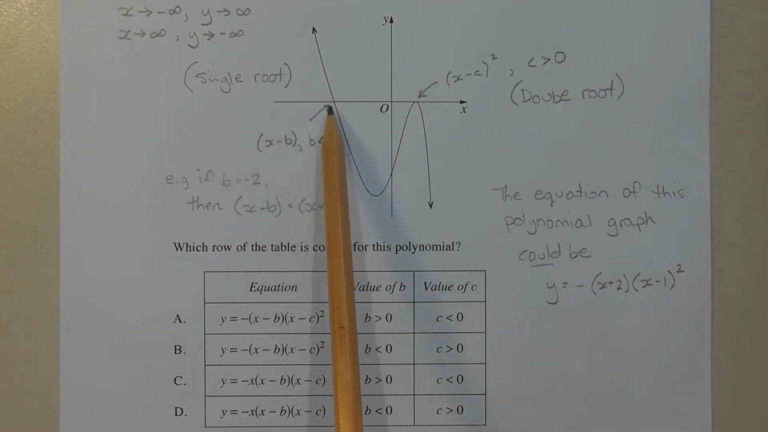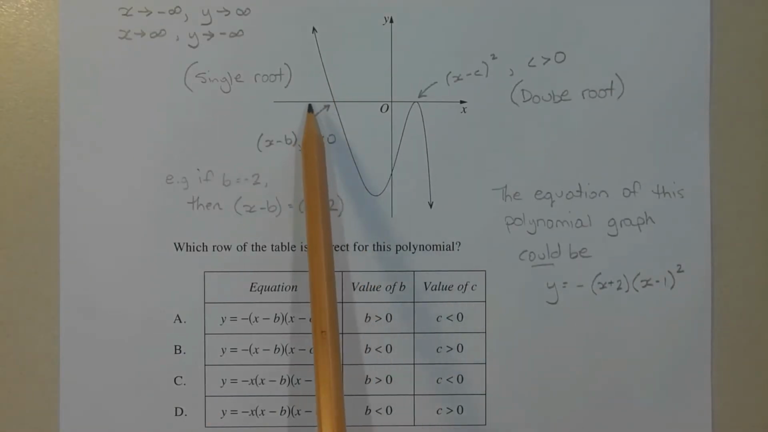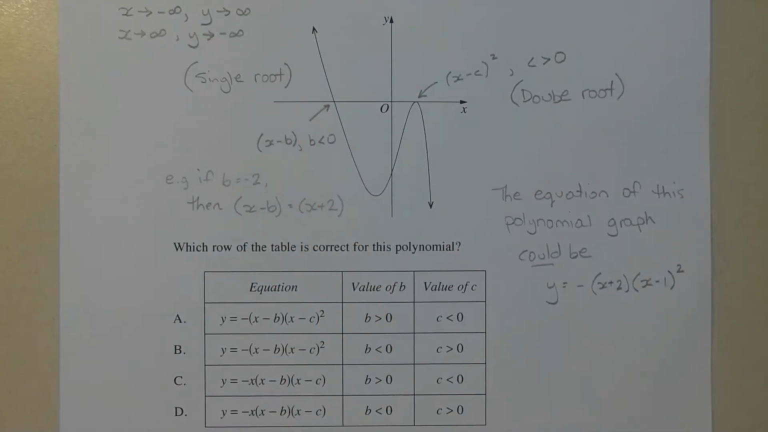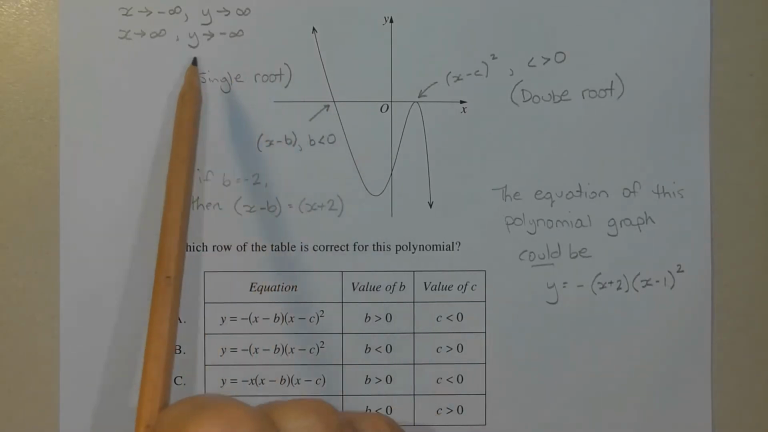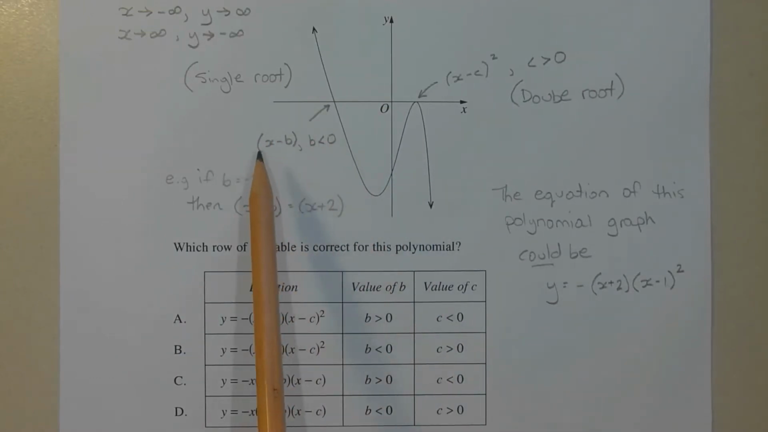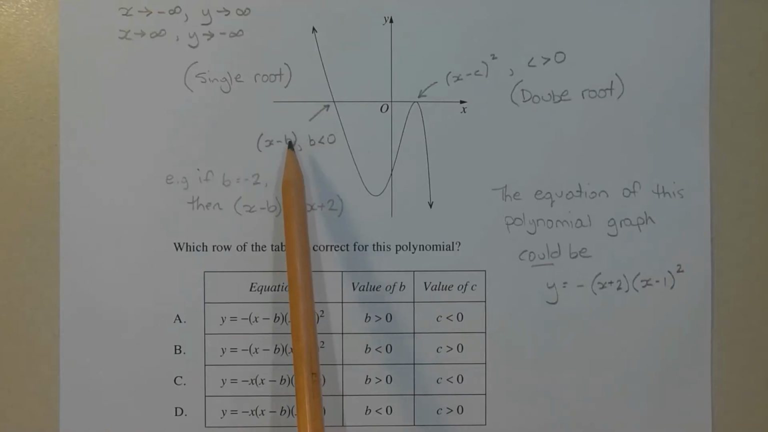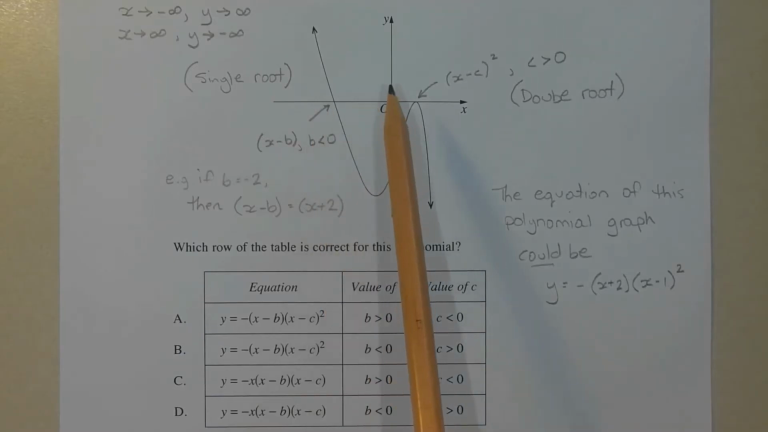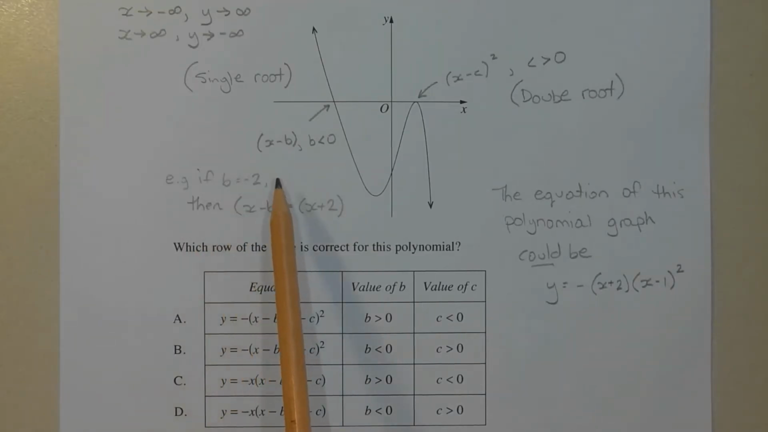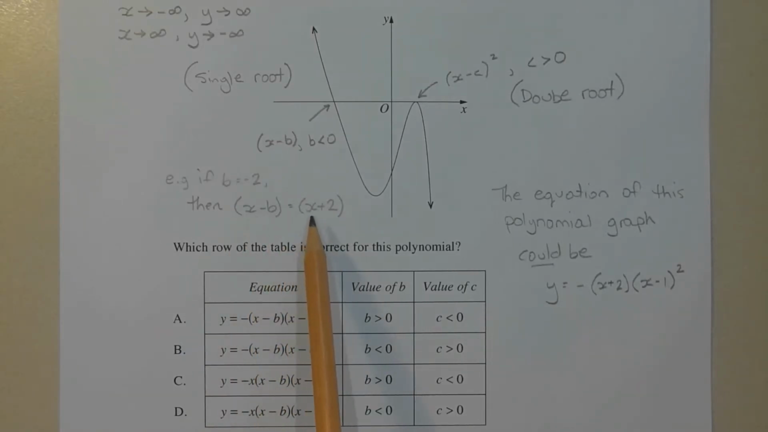Looking at this root here, if we zoomed in on this particular point, we can see that the behavior of the graph resembles that of a linear function or a straight line function. This is what we call a single root because the factor that contributes to the shape of the curve around that point is in the form (x minus b) to the power of 1, where b is a constant. And because this root is located to the left of the origin, the value of b will be negative, or less than 0. So for example, if b is equal to negative 2, then the factor x minus b is x minus negative 2 and it will become x plus 2.